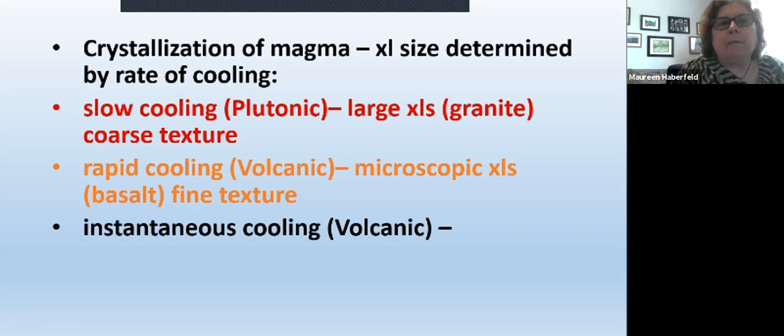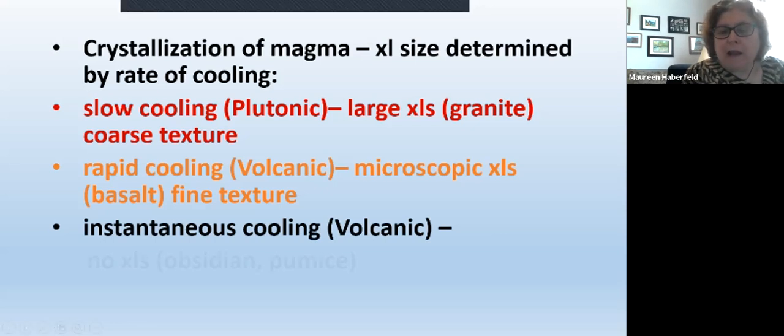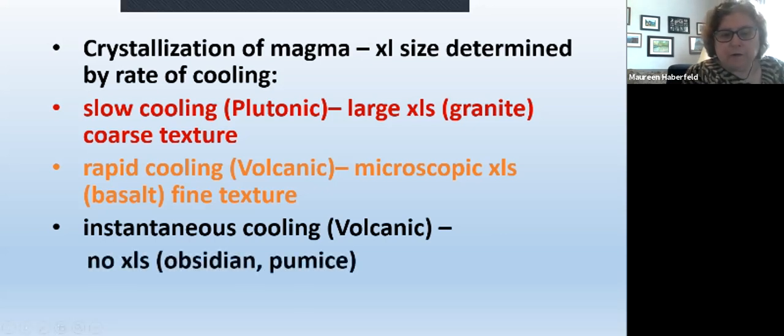You can also get volcanic rock that cools instantaneously. Think about an example of maybe a lava flow flowing into water or something like that. It doesn't have time for the crystals to grow at all. They cool instantaneously and form actually a volcanic glass, because glass has no crystals in it either. So there's no crystals. XLS is an abbreviation for crystals. Examples of that would be obsidian, which you've probably all seen. Obsidian is usually black, but sometimes it has some white in it too. It's very shiny, looks like a glass, and it is glass. Or pumice. Those are volcanic rocks that have glassy textures.